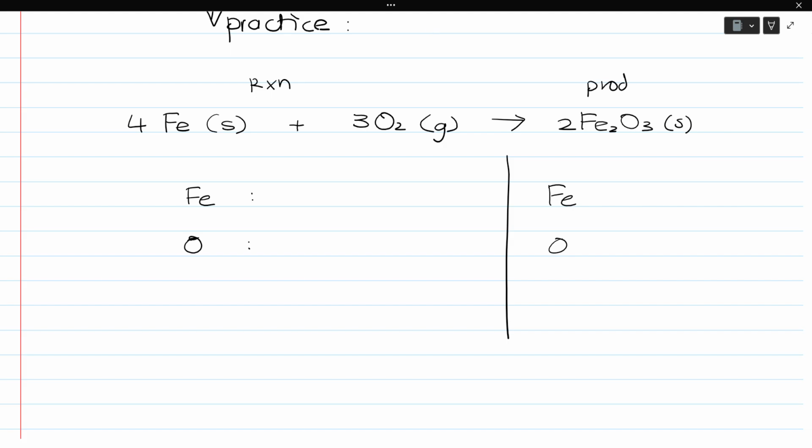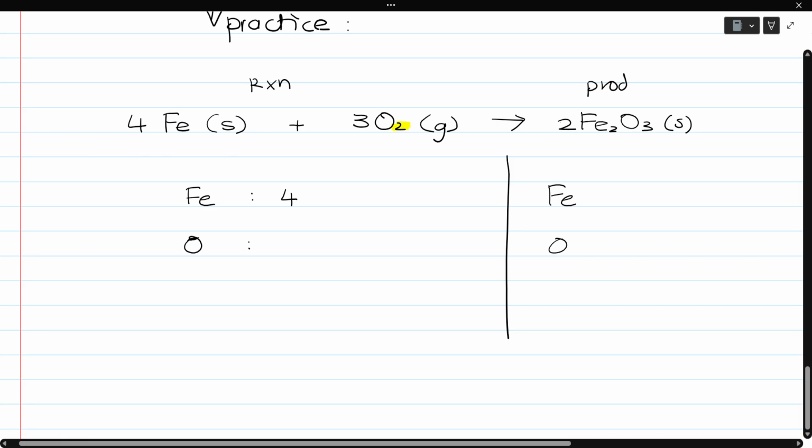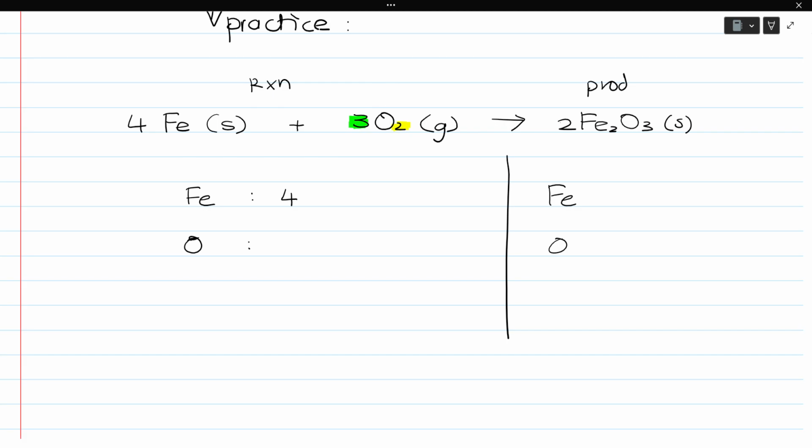So we're going to look at Fe and count how many I have on this side. Well, I've got a coefficient here, which is a 4, a big fat 4, and therefore I have 4 atoms or 4 moles of Fe. If we look at oxygen, we've got a subscript. Remember, this is a subscript 2. We take the coefficient, which is 3, and we multiply by the subscript 2. So 3 times 2 gives me 6. So I've got 4 Fe and 6 oxygen.